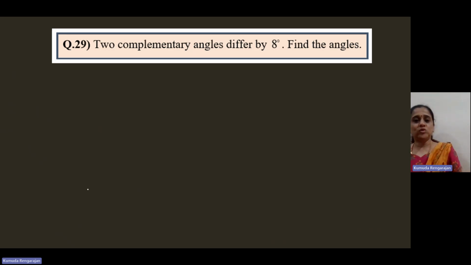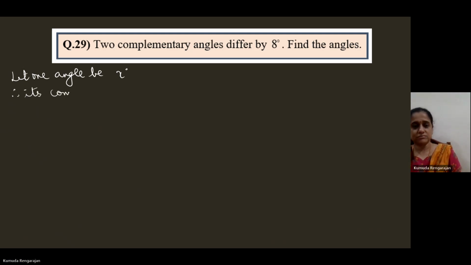So two complementary angles differ by 8 degrees. How do we assume? Let one angle be x degrees. Therefore, its complement will be... they differ, no? They differ means what? 8 less or 8 more? We don't know. It can be 8 less or 8 more also. They differ by 8 degrees, right?